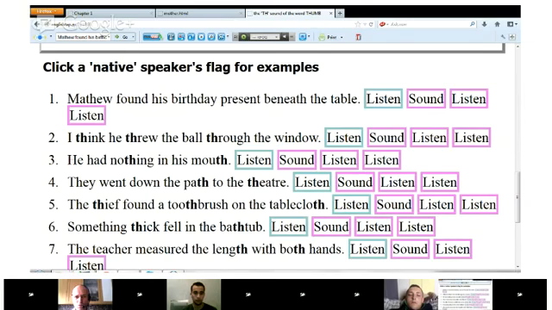The thief found a toothbrush on the tablecloth. Yeah. Once more, please. The thief found a toothbrush on the tablecloth. I'm trying to put you off now, aren't I? But it was good. Okay, you're good at reading, and I put you off a little bit the second time, I think. But yes, that's good.